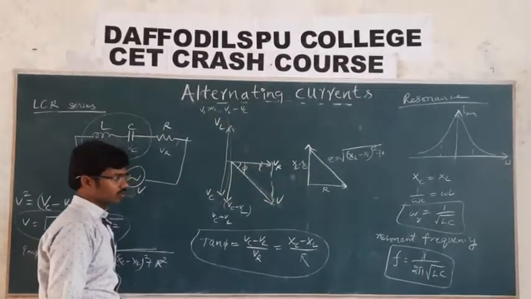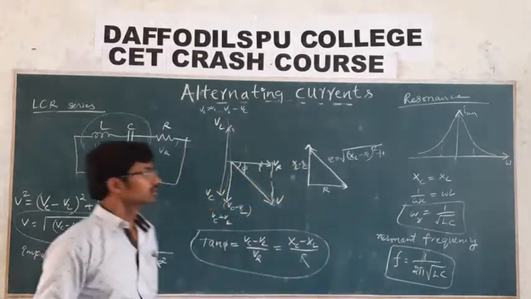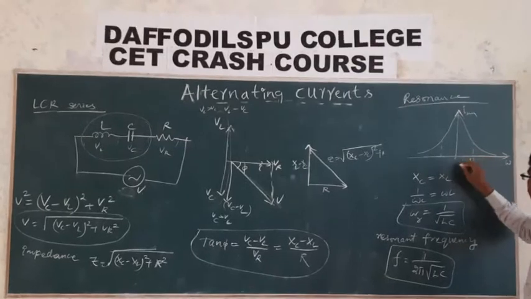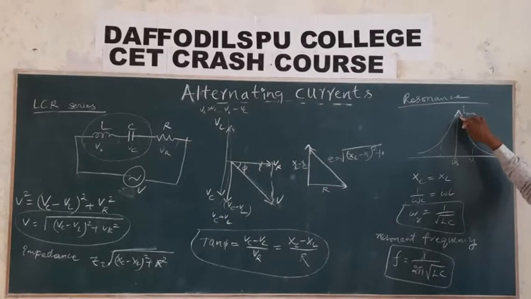1 by 2π root LC is the resonant frequency. Let me draw it here, you can see what will happen. Here, omega 1, this is the resonant frequency. At resonant frequency the current will become maximum.